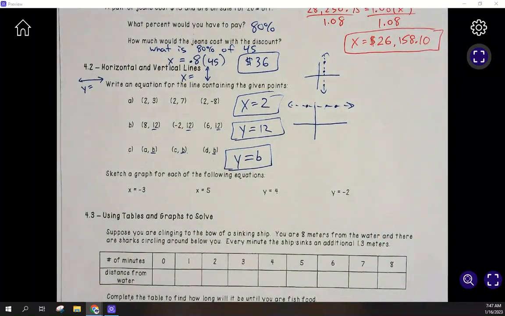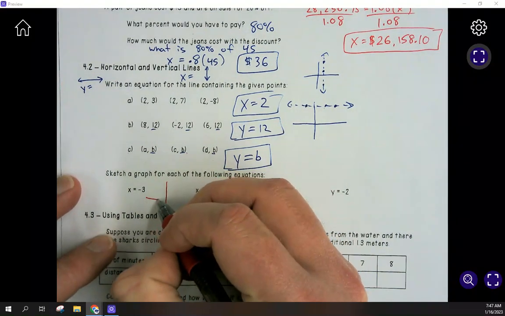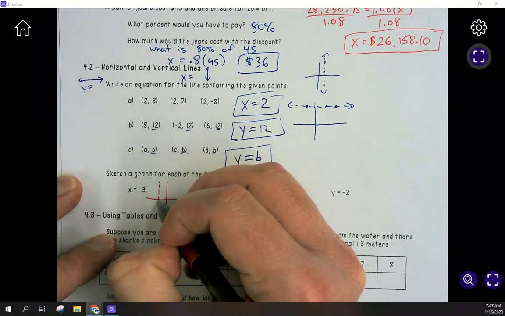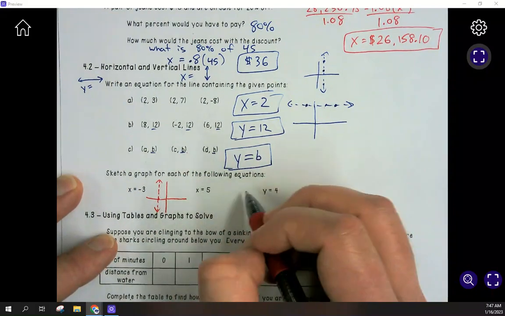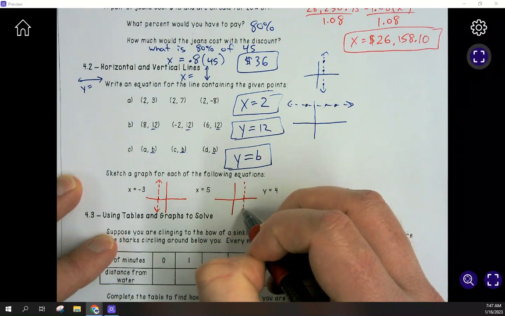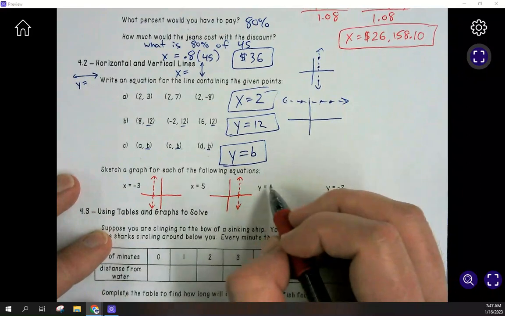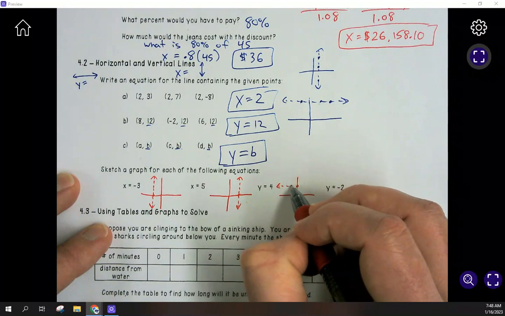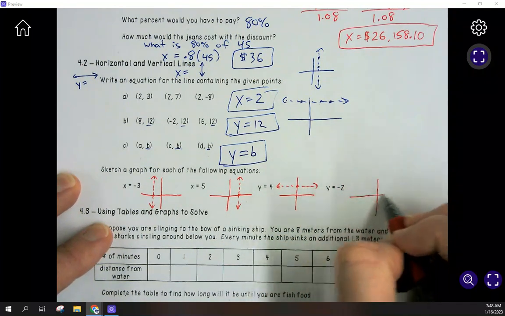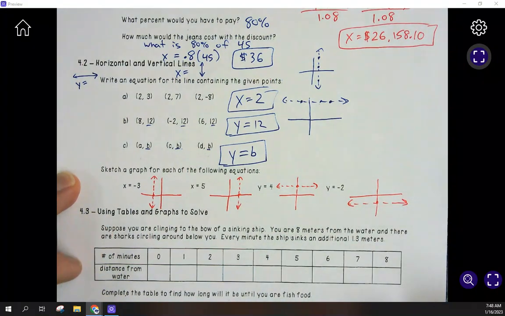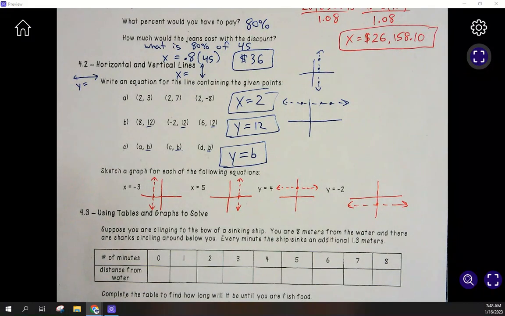All right, and now we're going to actually quickly sketch the graph for each one, kind of like we just did, except now we're just given the equation. So if x equals negative 3, you go to the x-axis, negative 3. It's going to look like this. X equals 5. You go to the x-axis, go to 5. The line that goes through it. Y equals 4. Go to the y-axis, up to 4. Y equals negative 2. Y-axis, go to negative 2. We're just sketching it, so that is good enough, just to get a general idea of what this looks like.